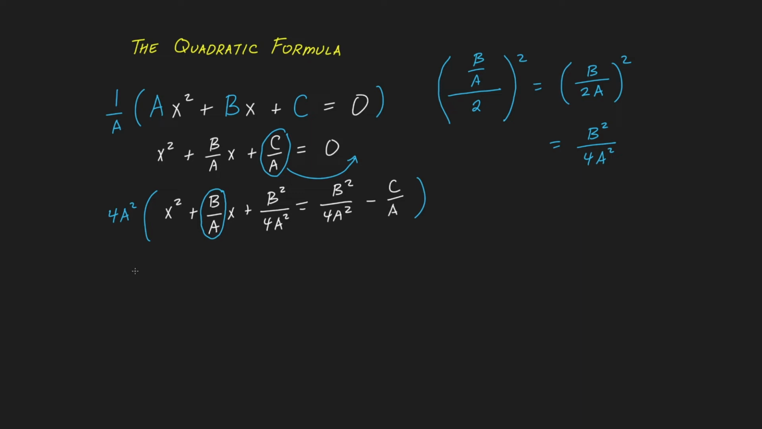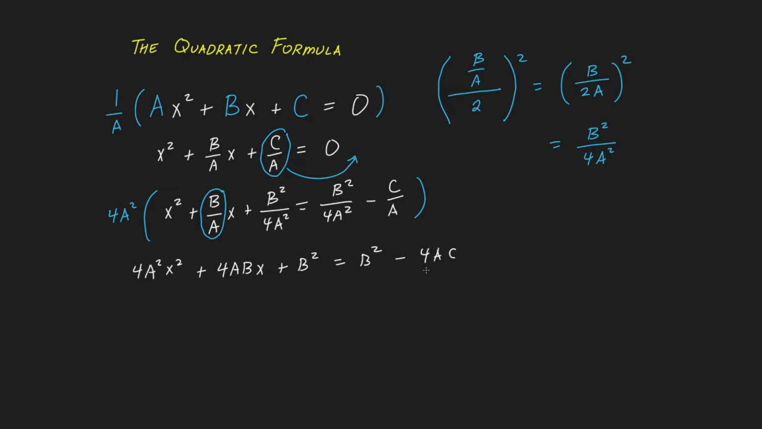Okay, so what happens now? So on the left side, we're going to get 4a squared x squared, and here we're going to get 4abx. And then here we're going to get b squared, just b squared by itself. Here we're also going to get b squared. And here we're going to get 4ac. And there we go. Alright, so now we just got rid of the fractions.